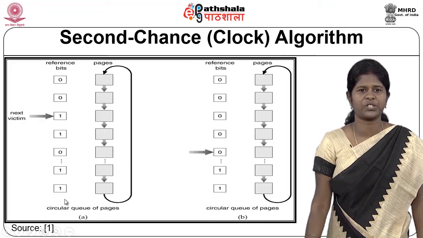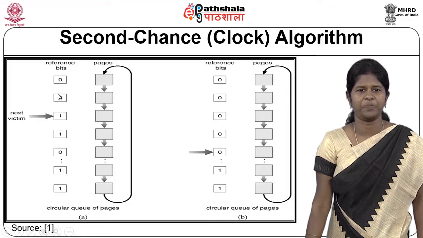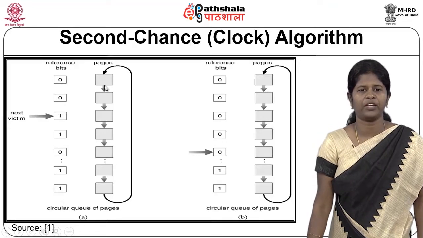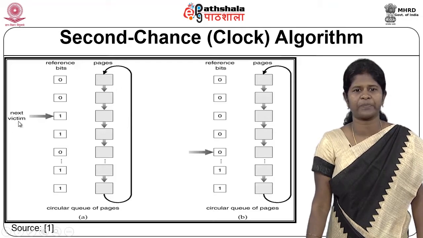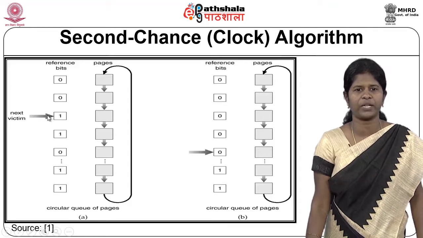So, this refers to the set of reference bits. For each page you have a reference bit. So, for the first page it is 0, 0, then 1, 1, and so on. And you maintain a circular queue of pages. At some particular time, the next victim to be chosen will be pointed to by a pointer.